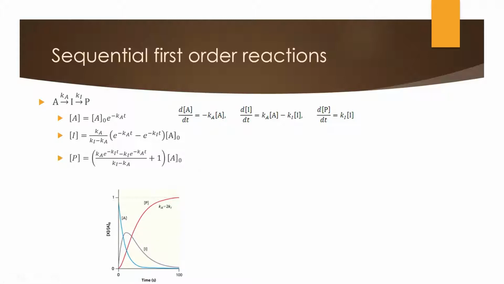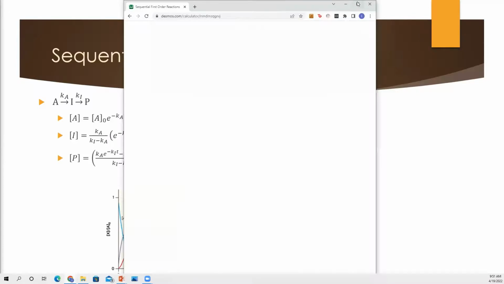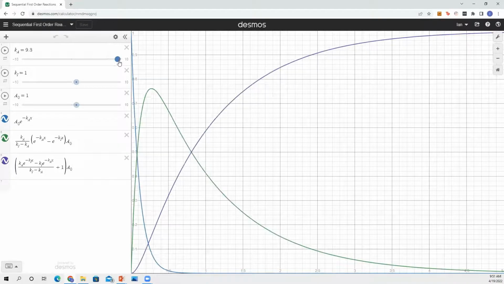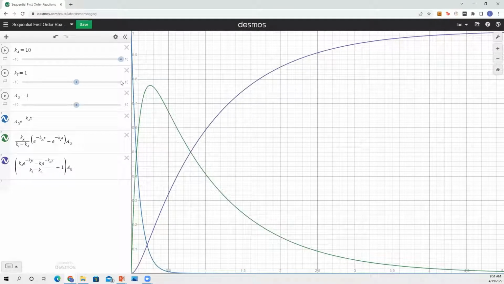Now we can actually go to a Desmos plot to observe these as a function of time and of changing the rates. So here we can see a scenario like we saw on the board. But what happens if we change these things? If Ka is much larger than Ki, conceptually, what does that mean? That means the rate of A being converted to I is faster than I being converted to P. So if Ka is much larger, what we should observe, and what we do observe mathematically, is a large amount of I. So we see a lot of I being produced.